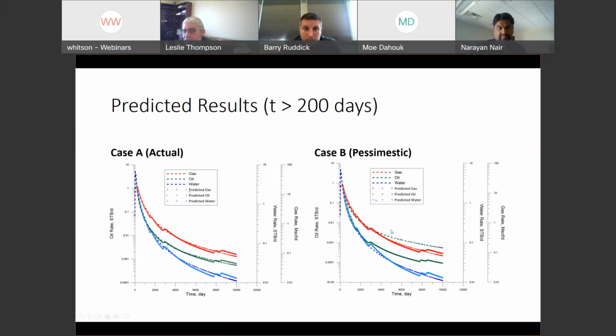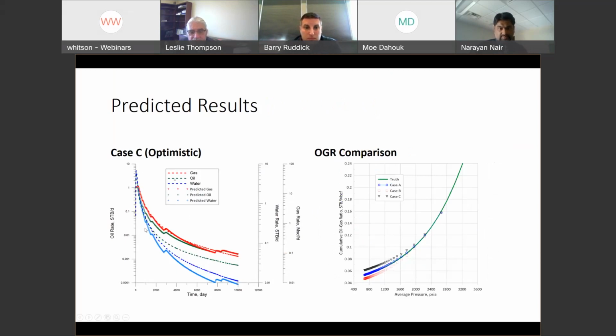If you look at the pessimistic case, again, the gas is pretty good. The oil is a lot lower than before. Again, the same wavy pattern, and the water is also up here. You can't see it very well. The water is a lot higher than it actually was, and then at the end, it's more or less correct. And then the optimistic case, in this case, you got a lot of oil.